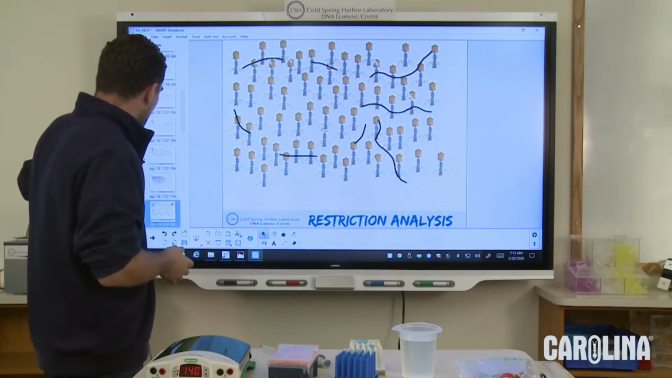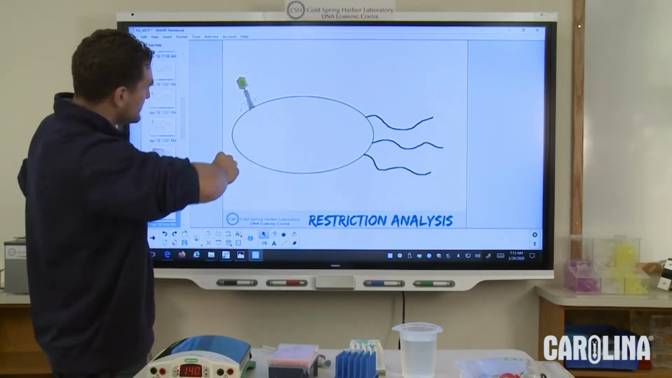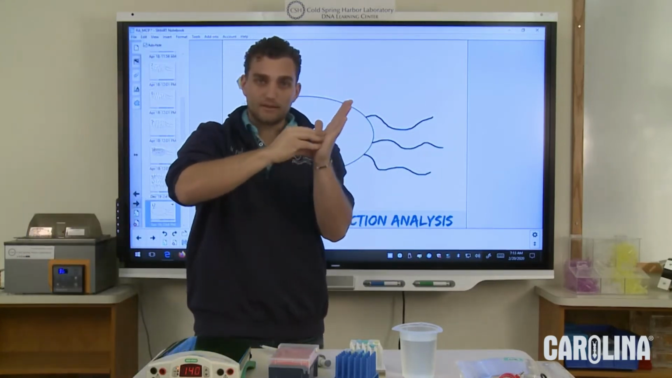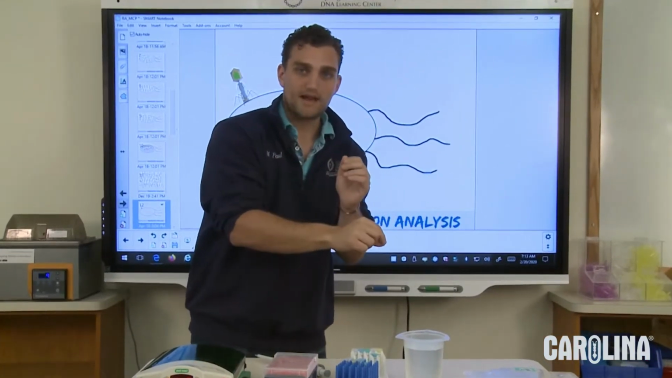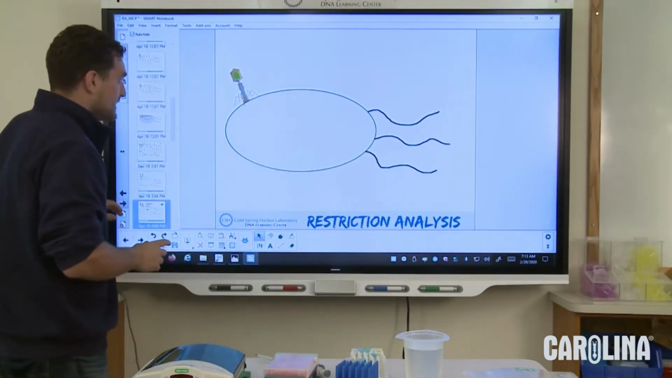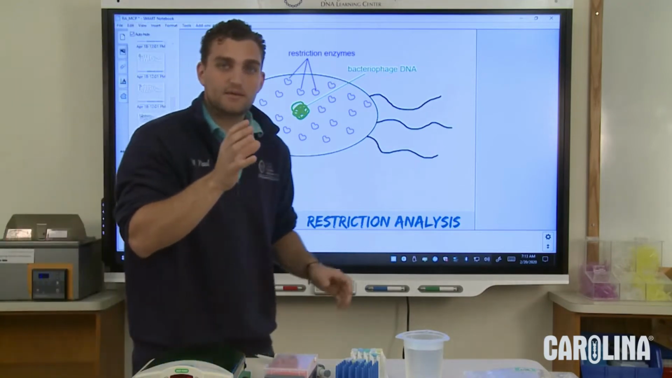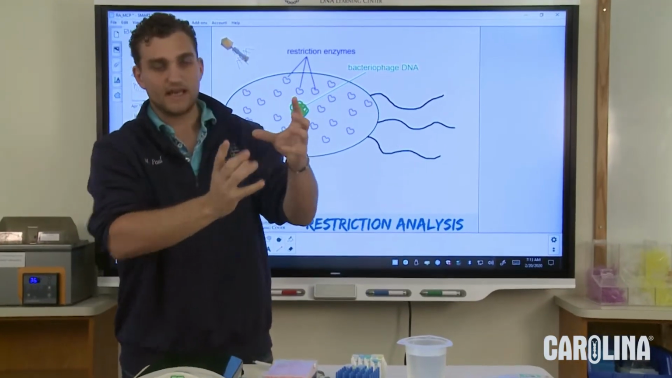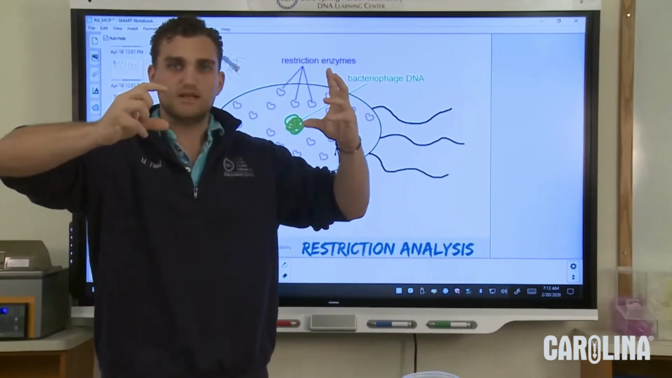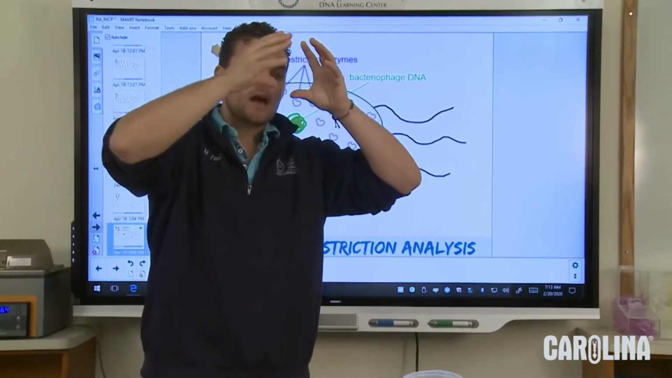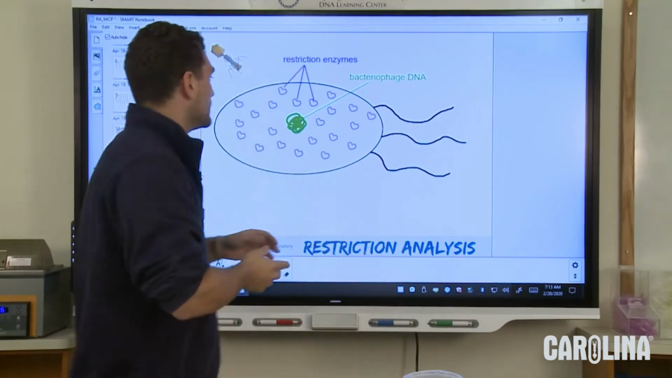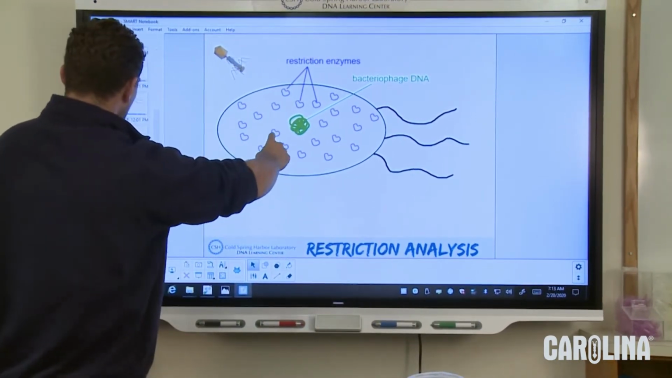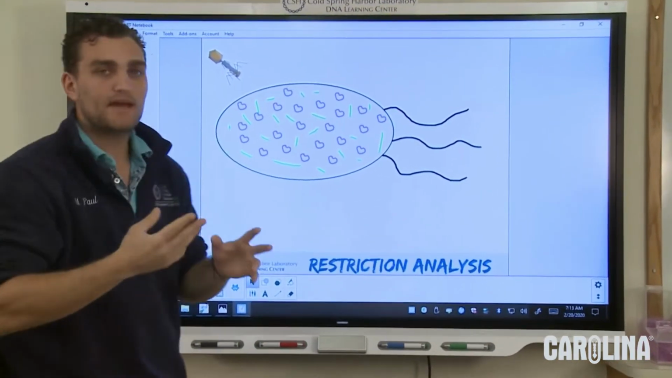So the lambda bacteriophage will still inject its DNA into the bacteria. But what happens next? The restriction enzymes go and look at that DNA, they attach to the DNA, they read the sequence, kind of, and wherever they see the sequence where they need to cut, they will make a cut. So the bacteriophage injects its DNA, but then those restriction enzymes just chop that DNA up.